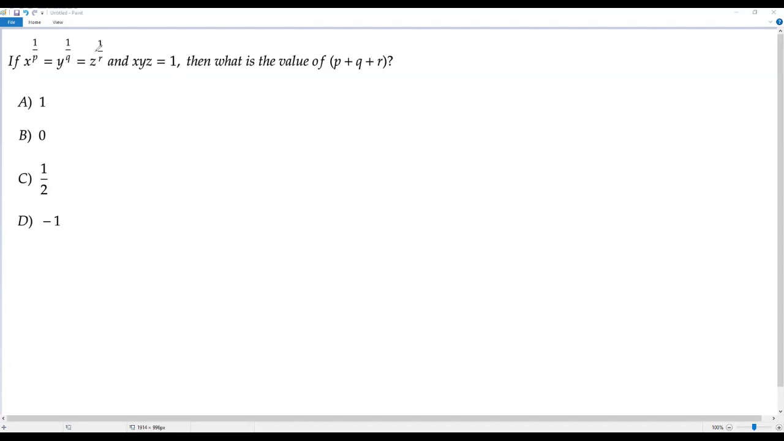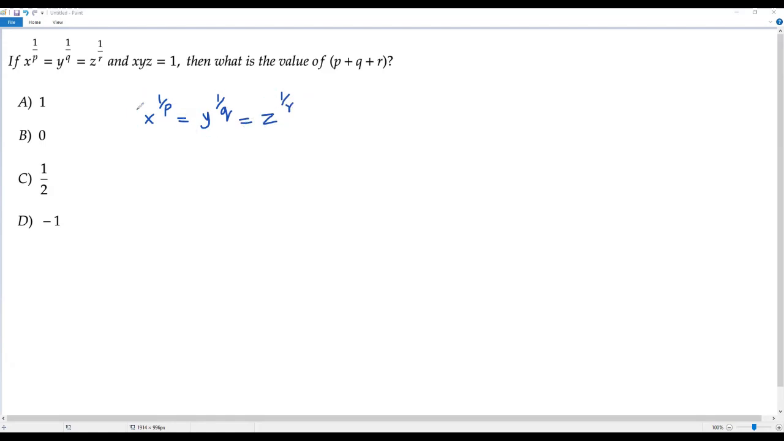Okay, here we have two pieces of information. The first is that three quantities are equal, and the second is that the product of x, y and z is equal to 1. Using this information, we have to find the value of the expression p plus q plus r. Let me take the first piece of information, x to the power of 1 over p equals y to the power of 1 over q equals z to the power of 1 over r. So all these three terms are equal.